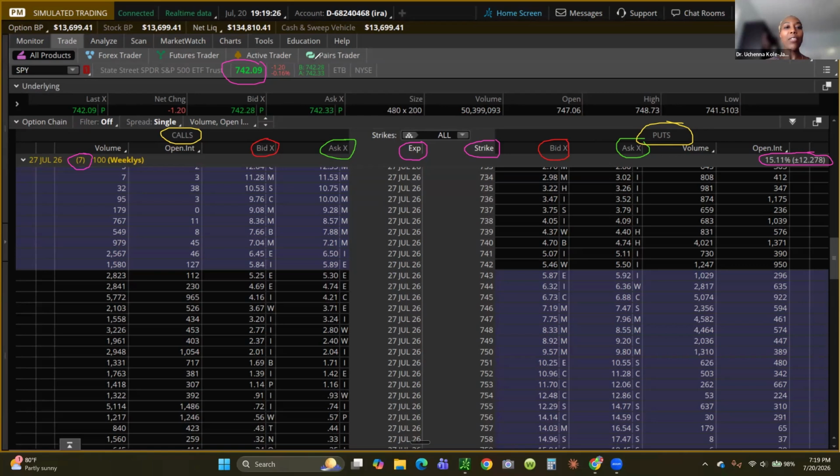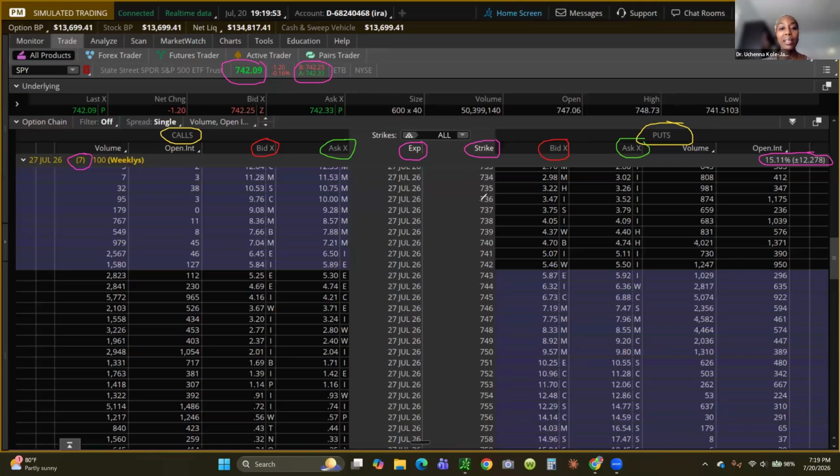This is actually showing you after-market trading right here. But when the market closed today, it closed at 742. I think it's going to be at 745 by July 27th. Which option am I going to choose? I only have $1,000 to spend on this option.